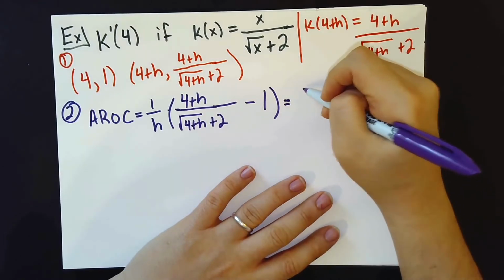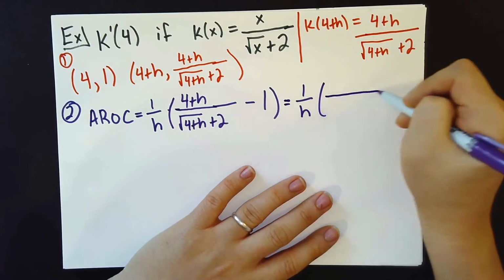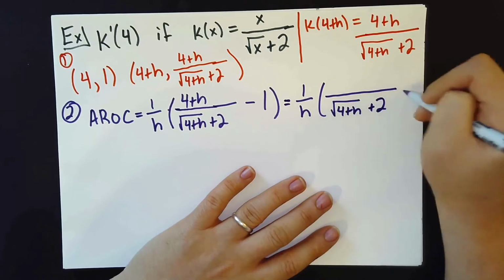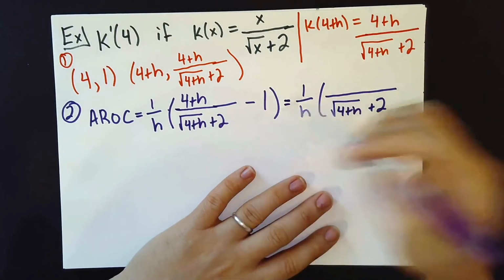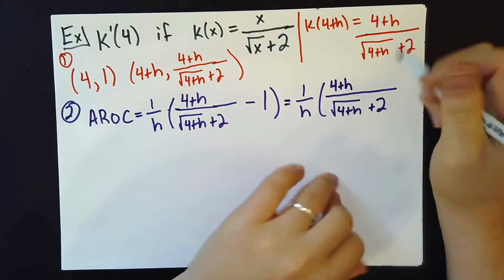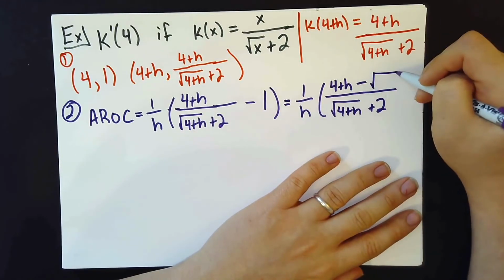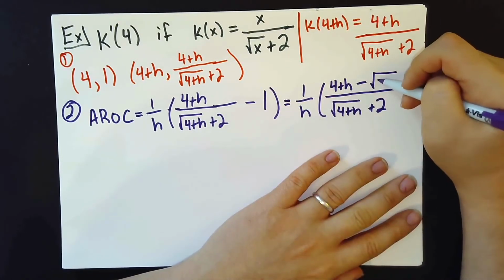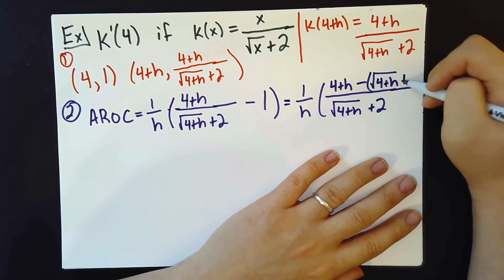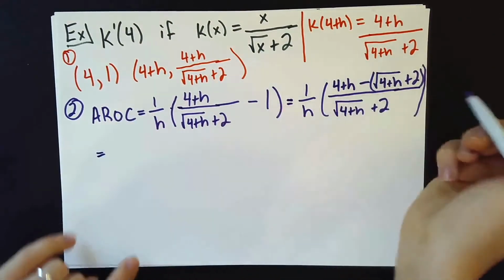Okay, so let's try and simplify this. I need to put this over a common denominator, which is going to be root 4 plus h plus 2. And so my numerator here is going to be 4 plus h minus the square root of 4 plus h plus 2. And let me simplify this sum.